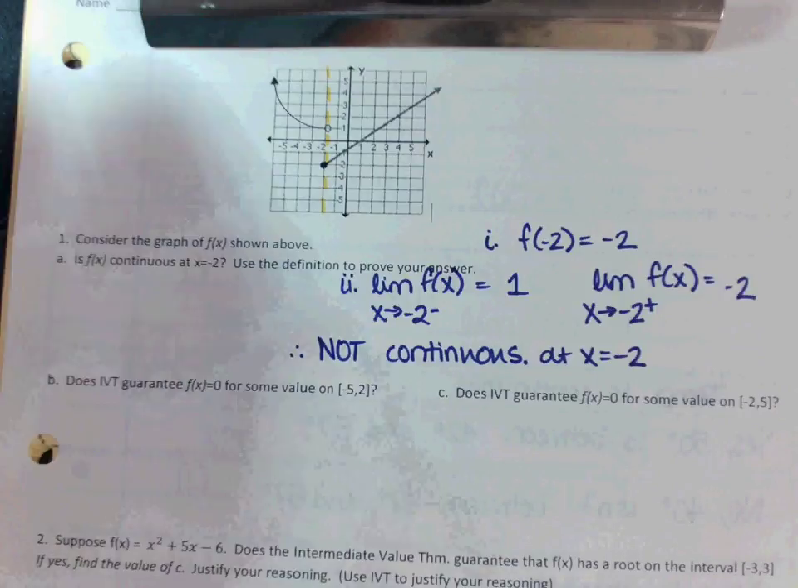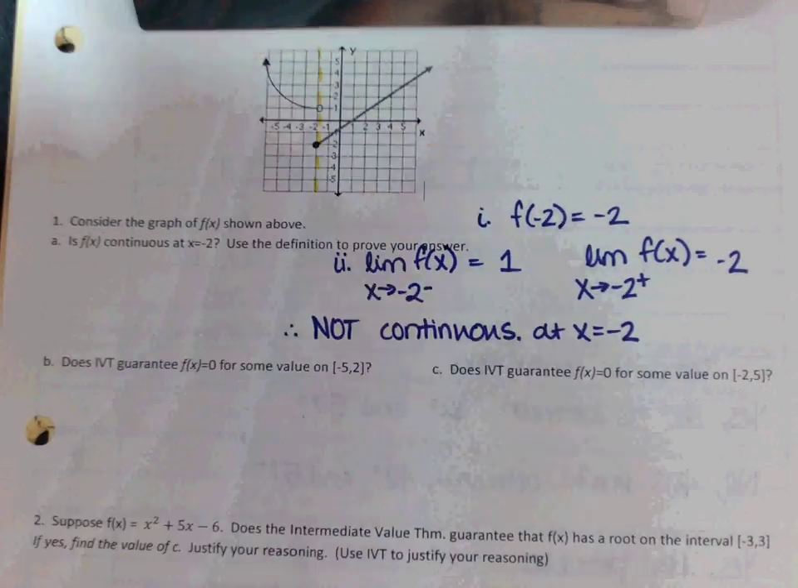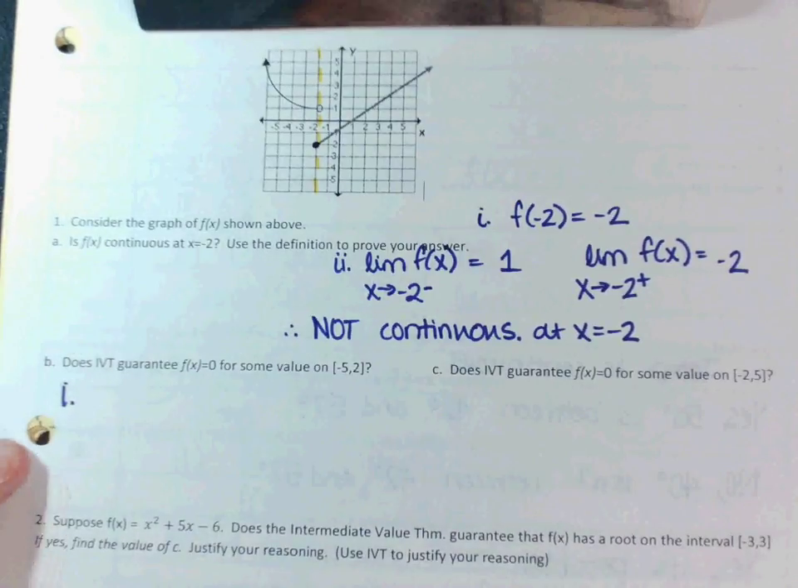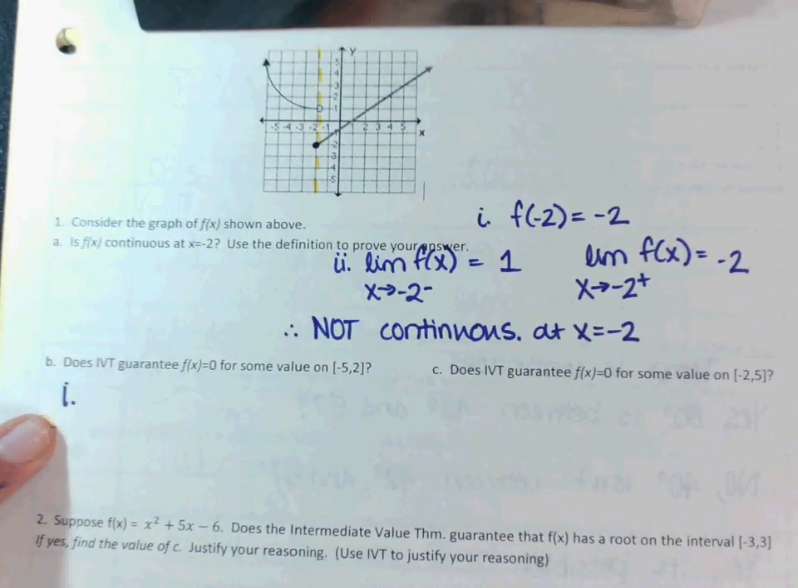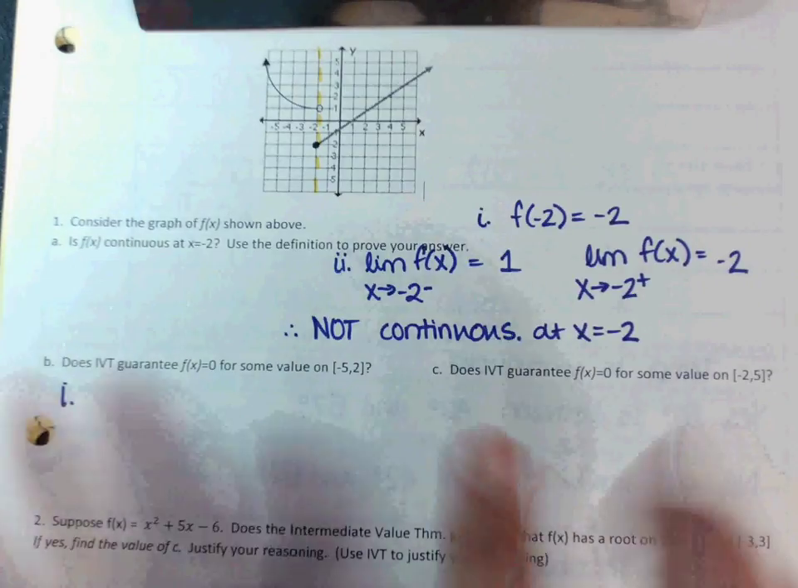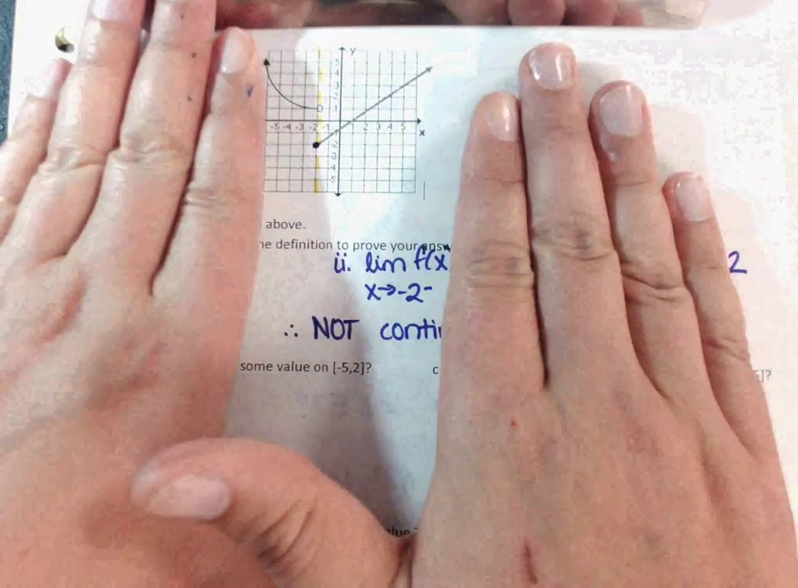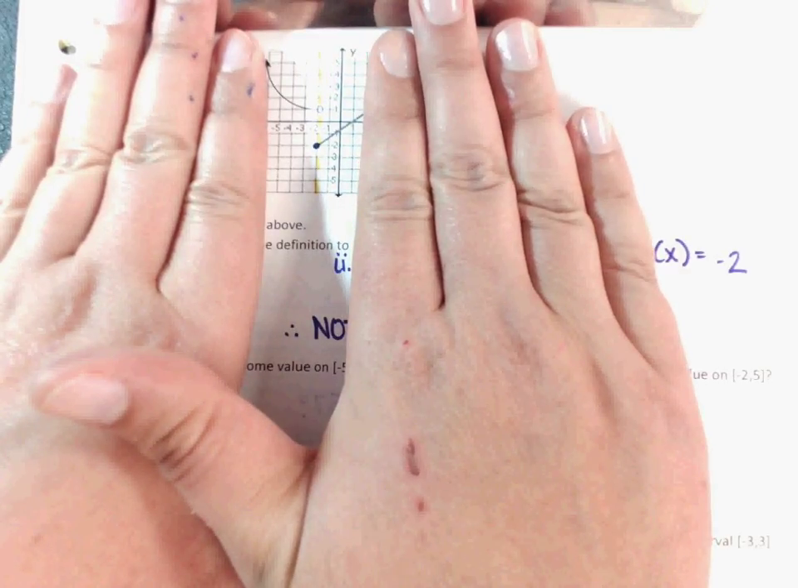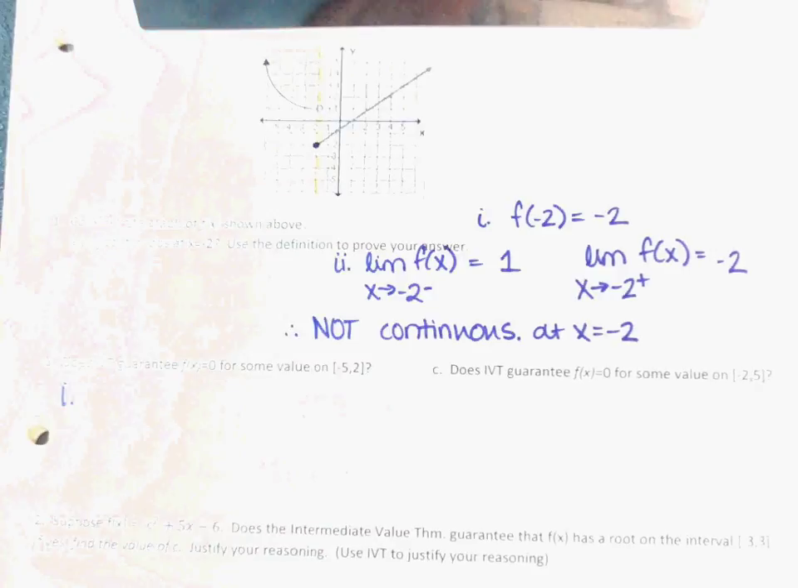Okay, now go down to letter B. Does IVT guarantee that f of x equals 0 between negative 5 and 2? What's step 1? Has to be continuous. Where is it not continuous? From negative 2 to 5. So if I cover on my thing from negative 5 to 2, that'd be here to here. Is it continuous between my hands? Then does IVT apply? No, and you're done right off the bat.